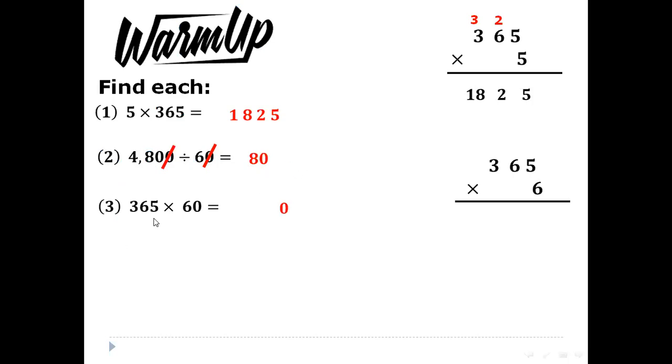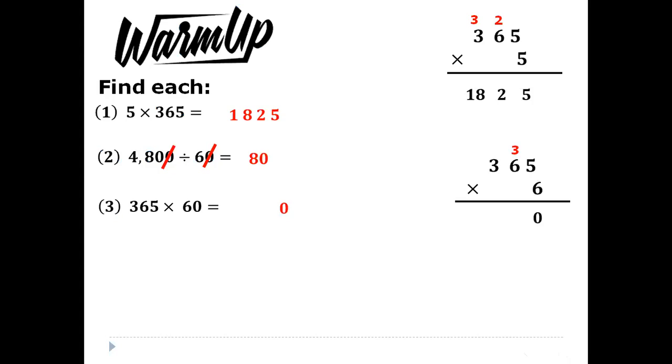Now to multiply 365 times 60. Now the bigger number is 365, down. No need to write the 60. You can just write the 6. Kick the 0 of the 60 out and take the 6 only. Here it is. And multiply the number 6.